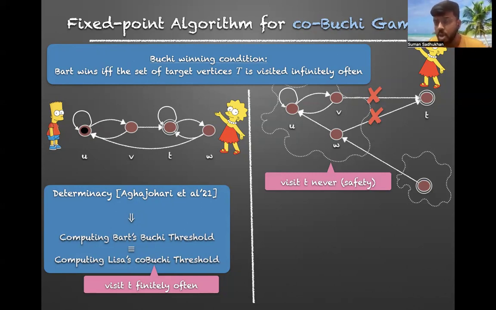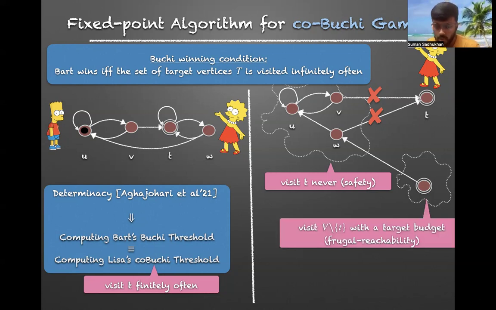Now in the next game, those are what we call target budgets. That means we consider another reachability game, and we want to compute a threshold budget at T, given some target budget at U, V, W, by which Lisa can make sure that if the game goes to say W, then Lisa has at least that much budget that we computed in the earlier game. So this is visiting V minus T with a target budget. These are called frugal reachability games.